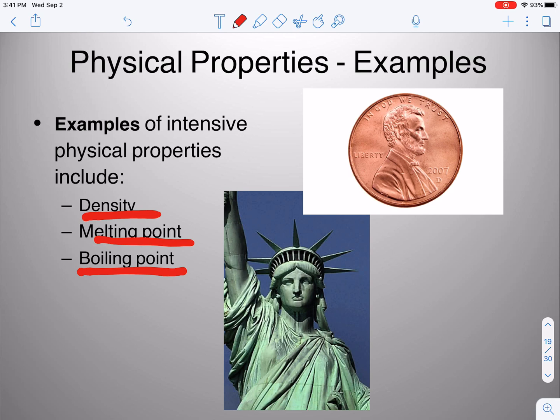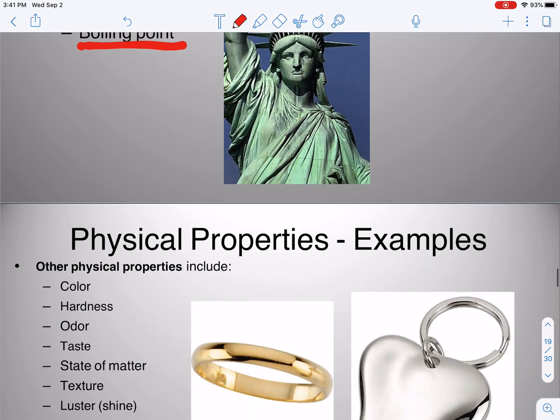It's going to have the same melting point. Water melts or freezes at 0 degrees Celsius, and it's going to have the same boiling point, which is it boils at 100 degrees Celsius. It doesn't matter if I have a small sample of water, a little tiny glass of it, or I have a pool-sized amount, it's still going to boil at 100 degrees Celsius. So physical properties that are intensive are ones that it does not matter how much you have of it, okay? That's an intensive property. Moving along.